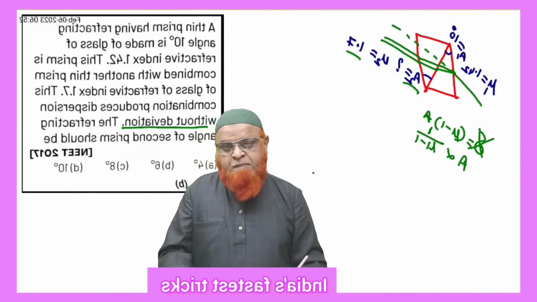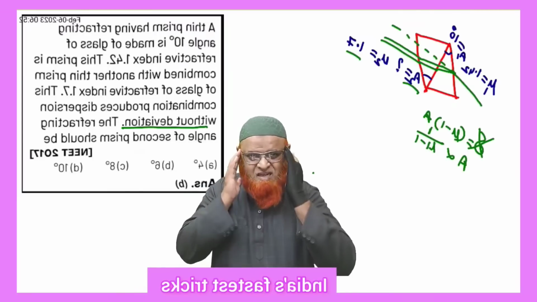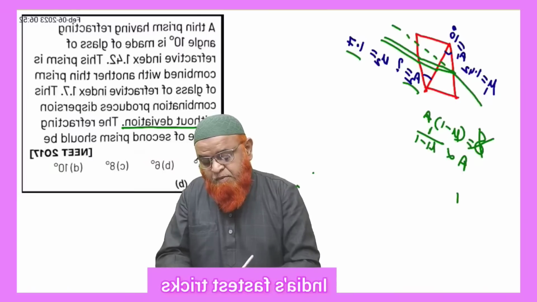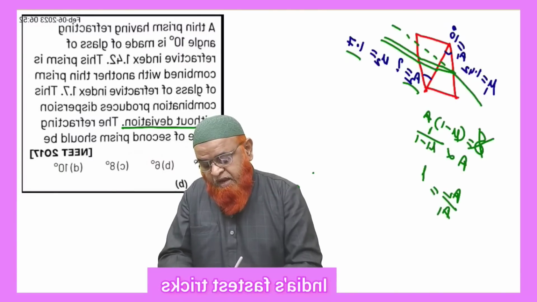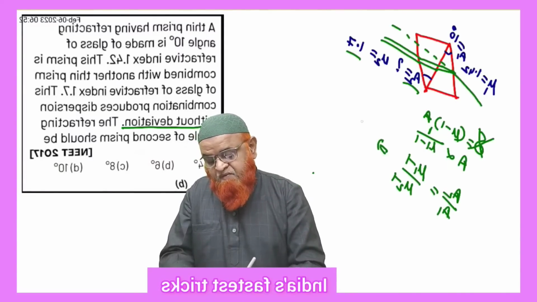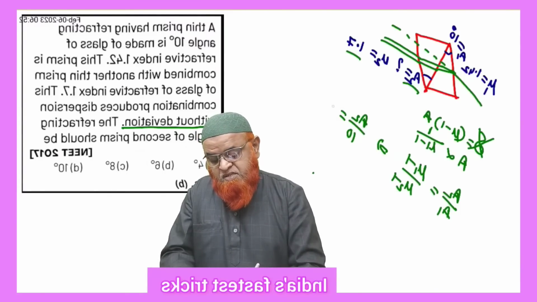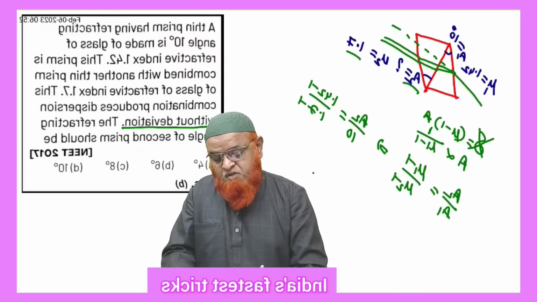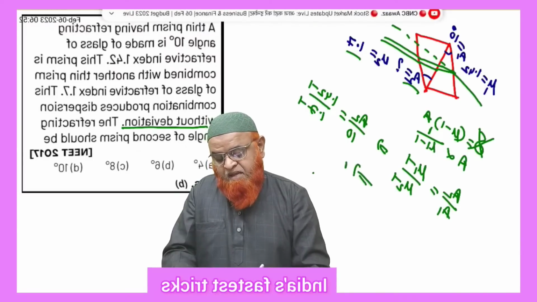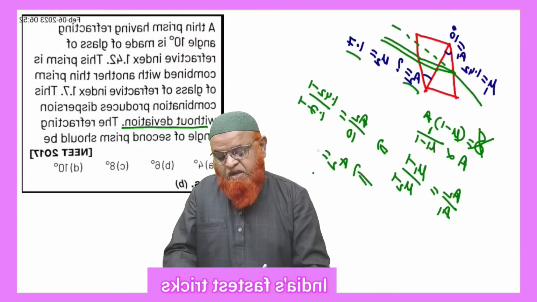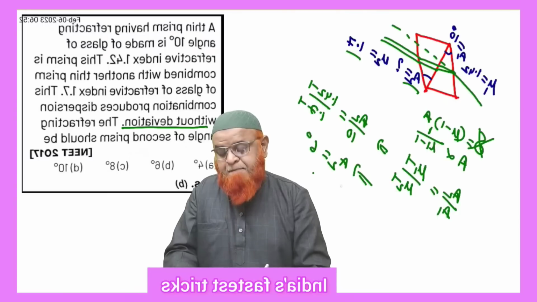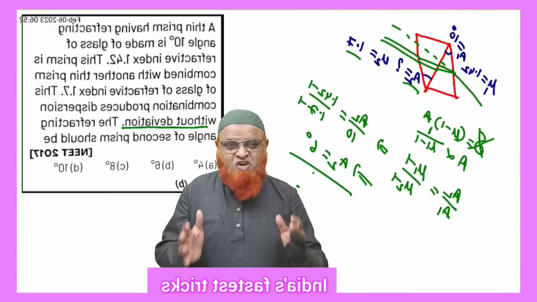Therefore, A is inversely proportional to mu minus 1. This is my shortcut here. Instead of going through a lengthy process, just use a logical concept. A is inversely proportional to mu minus 1. Therefore, A2 by A1 is equal to mu1 minus 1 by mu2 minus 1. A2 we have to find out. A1 is given as 10 degrees, mu1 minus 1 is 1.42 minus 1, and this is 1.7 minus 1. By simplifying and cross multiplying, you get the value of A2 as 6 degrees. Hope you have enjoyed this short trick.